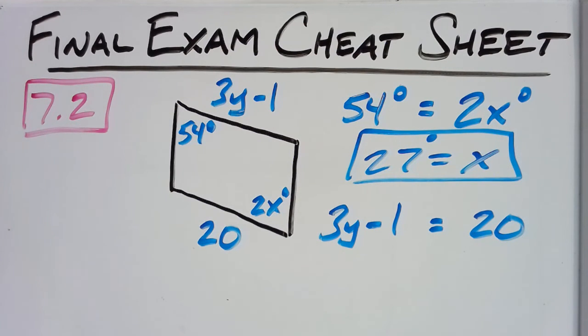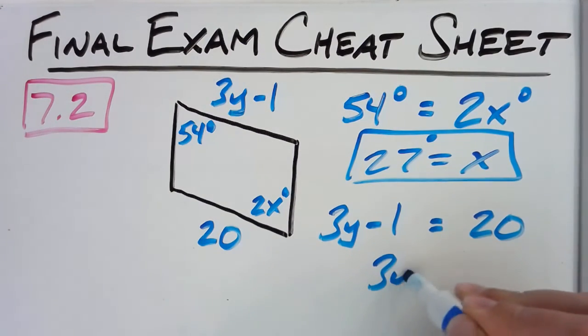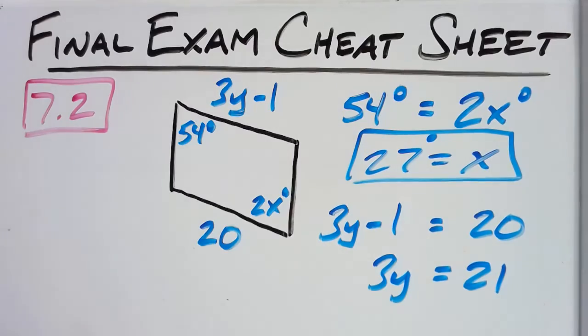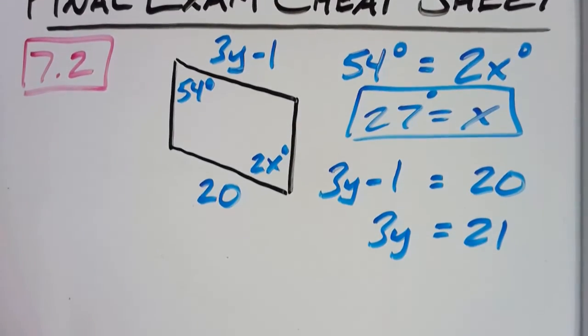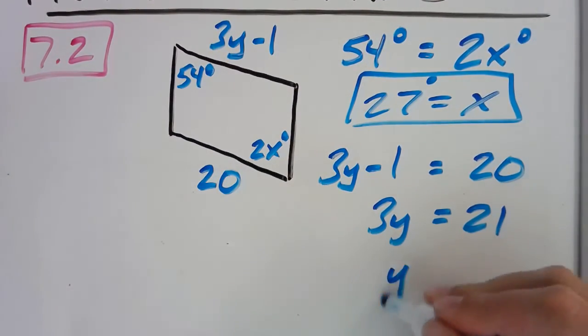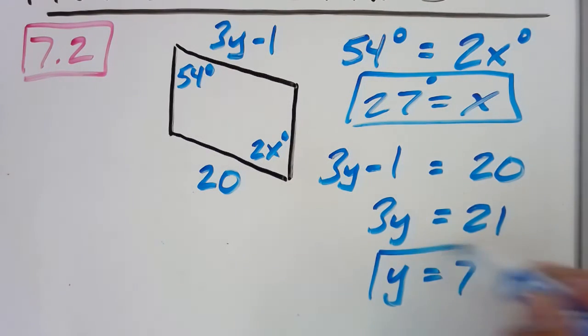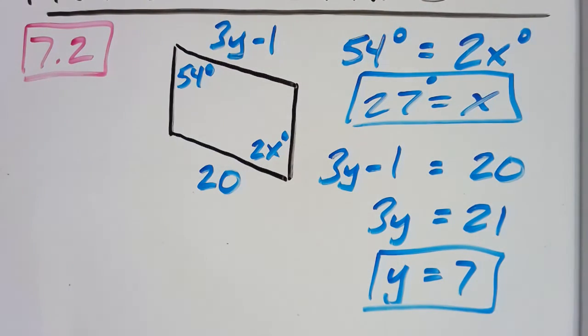Again, at this point, now it's just a simple algebra problem. First thing I have to do here, this is going to end up being 2 steps, but I'll add 1 to both sides. I'll get 3y equals 21. At this point, now I just need to divide by the 3, and I'm going to get y equals 7 units. Done. Well, there's problem number 7 from our final exam.